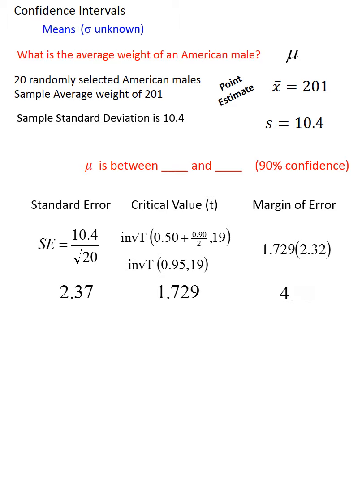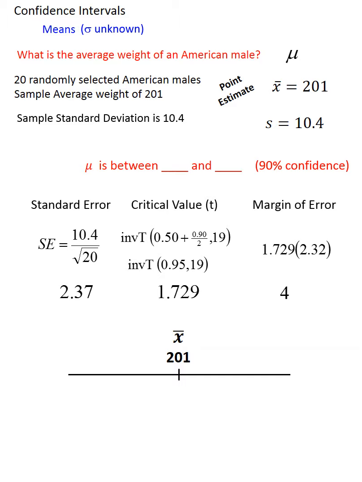I'm going to round that number to 4. So let's analyze what a margin of error of 4 means. Remember my point estimate of 201? That one single number, that sample average that would represent the population, if I had to pick a single number to represent the population average, I would pick that.